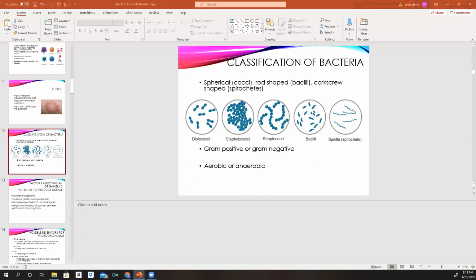Another distinguishing characteristic, or a way to categorize bacteria, is their need for oxygen. Most bacteria require oxygen to live and grow, and therefore we call them aerobic. And those that can live without oxygen are called anaerobic.